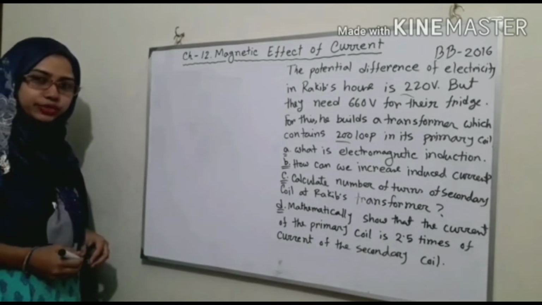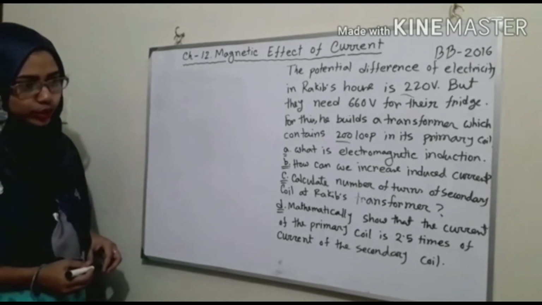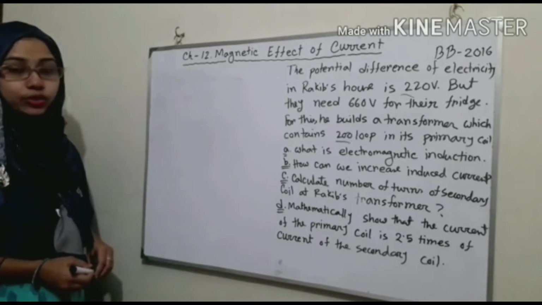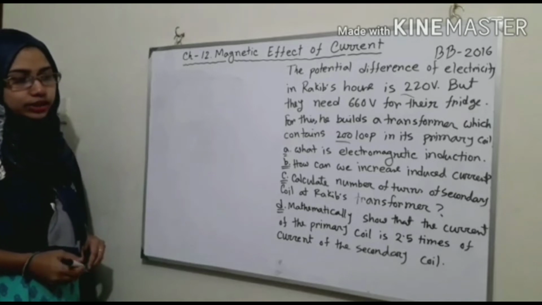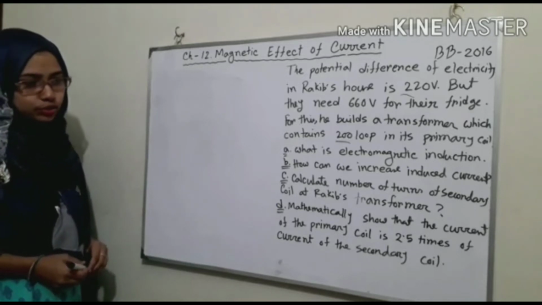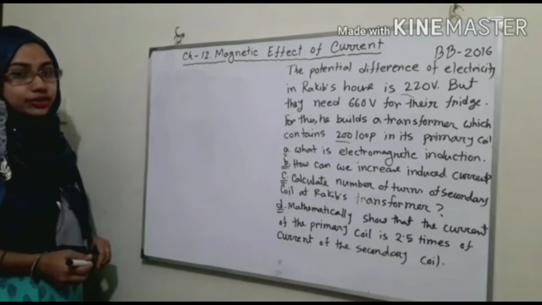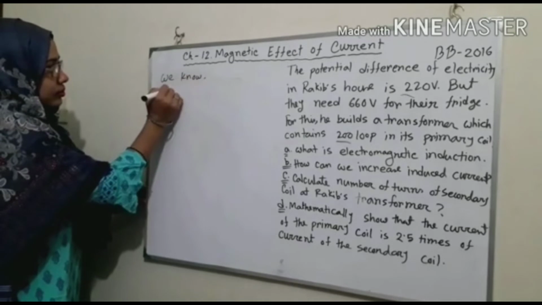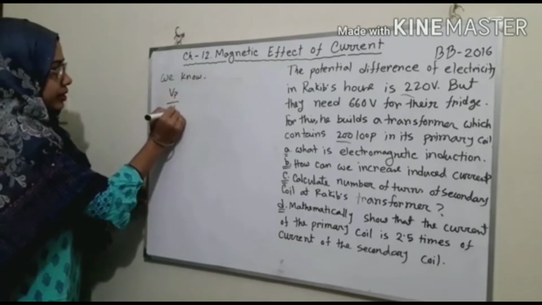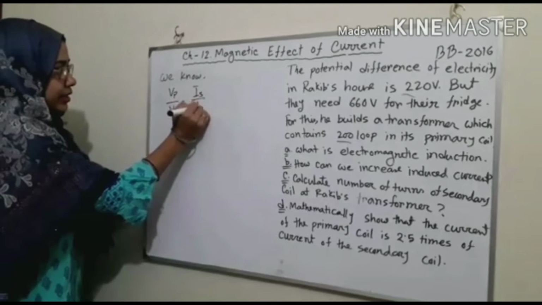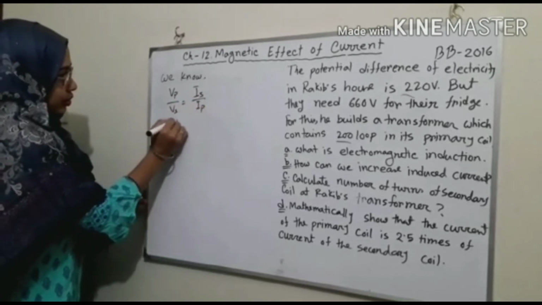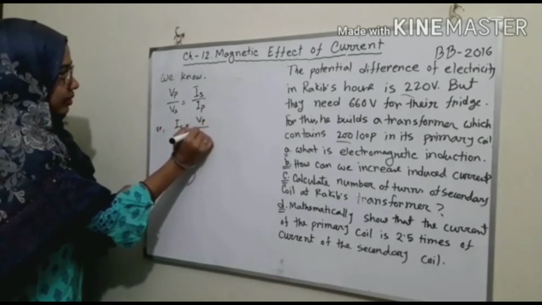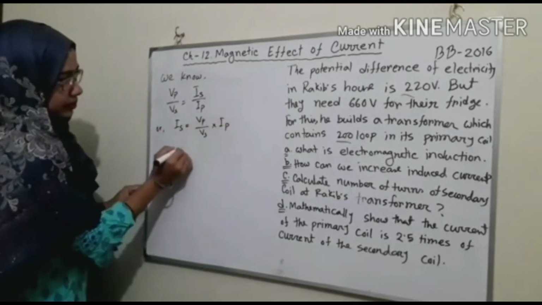Now we have the remarks question here, and the question says: mathematically show that the current of the primary coil is 2.5 times the current of the secondary coil. So we have to find the current for both coils, and to do so we write the formula first. We know Vp by Vs equals Is by Ip. So if I write Is equals, then the answer will be Vp by Vs into Ip.